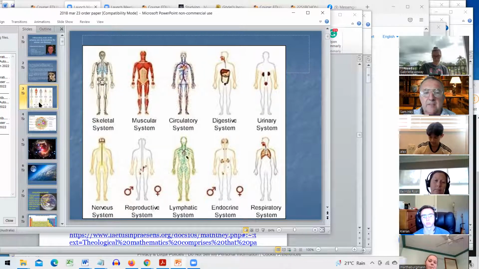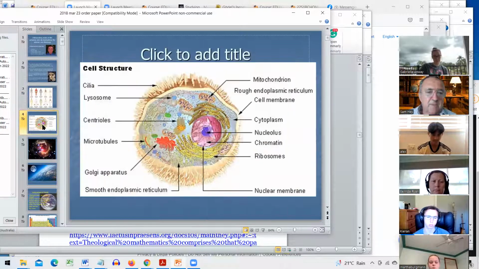When you look at the construction that's in the nature of the human body, with a skeletal system, a muscle system, circulatory system, digestive, urinary, nervous, reproductive, lymphatic, endocrine, and respiratory system, you could say this all happened by chance. And you could say that if you give a huge amount of time, it could all happen. Or you can say there seems to be more going on. And mathematics helps describe some aspects of them all.